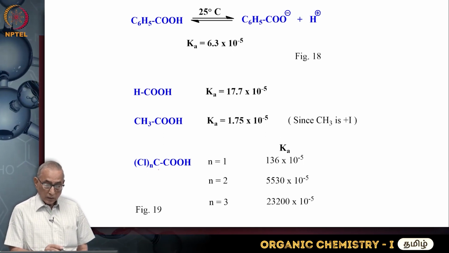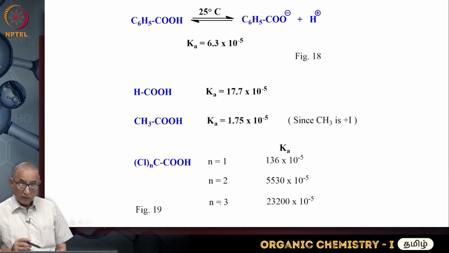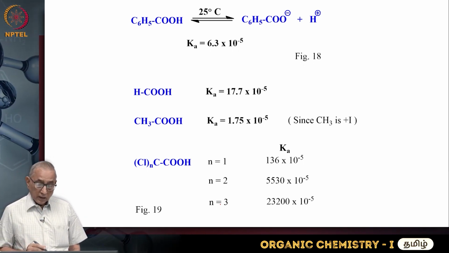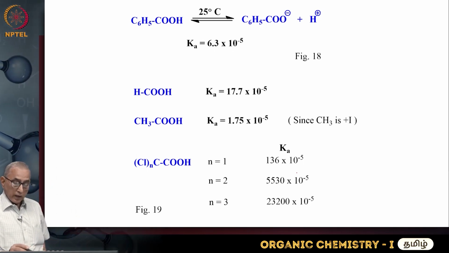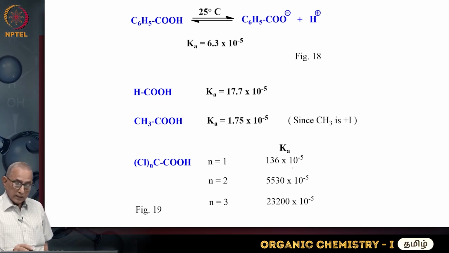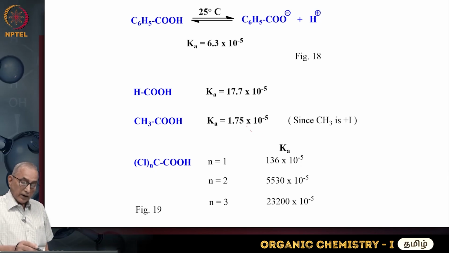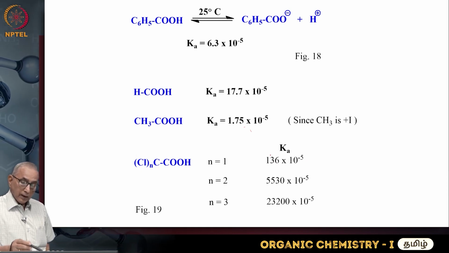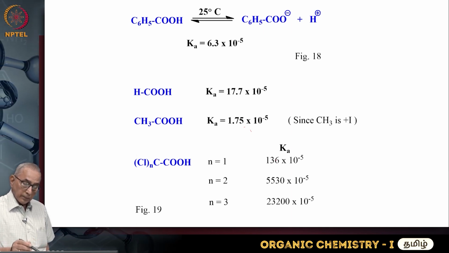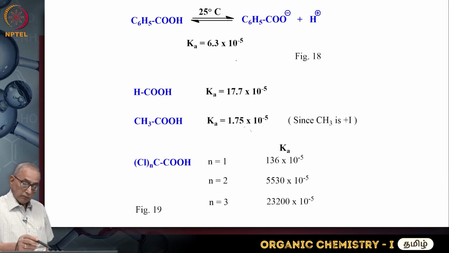If you go to substituents on this carbon, if you put 1 chlorine, 2 chlorines or 3 chlorines, chlorine is highly electron withdrawing. That will increase the acidity of the carboxyl group. Now you see with 1 chlorine the Ka value becomes 136 into 10 raised to the power minus 5. It is a very large factor compared to acetic acid. It's approximately, let us say, 2, so it will become around 65 times. Here it is about 6.3; you have to divide by 136 and you get the factor for that.